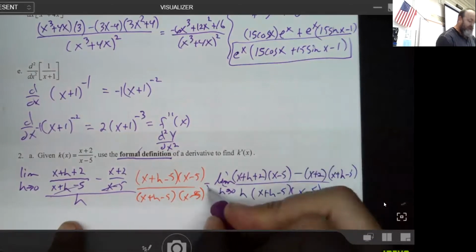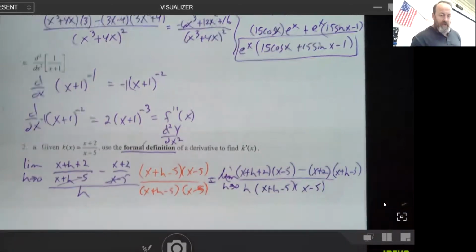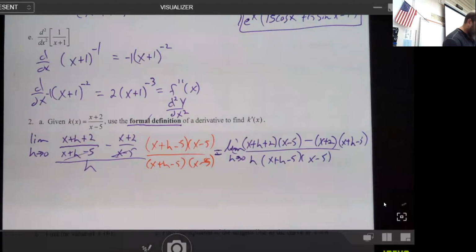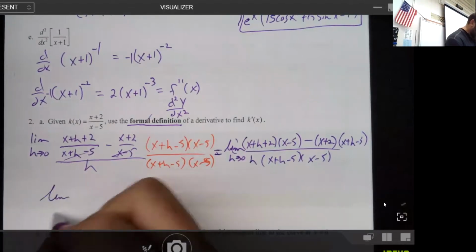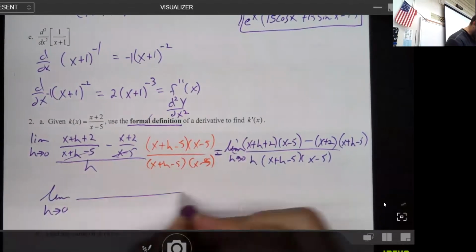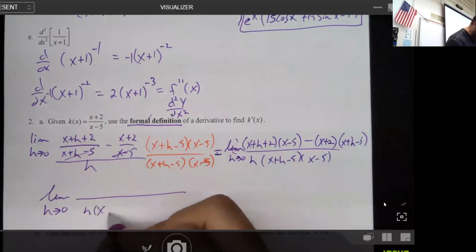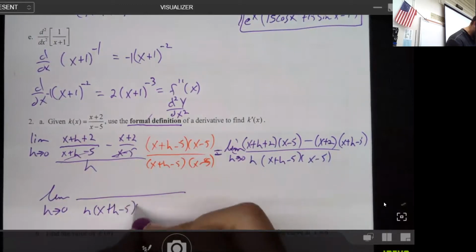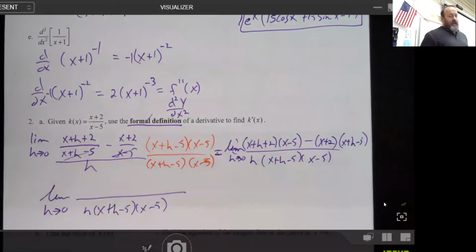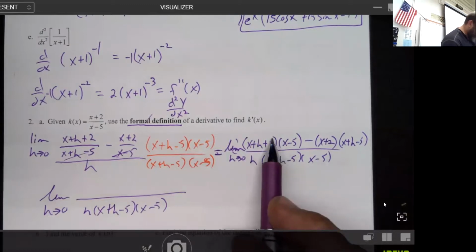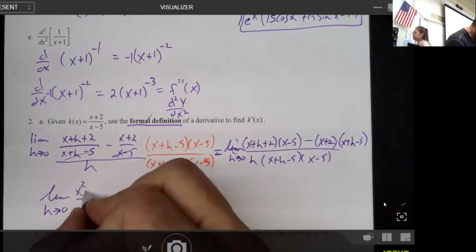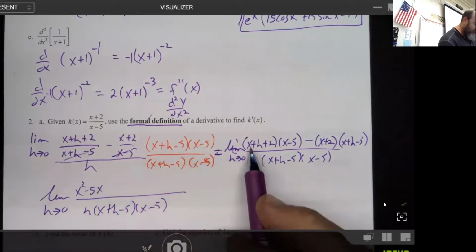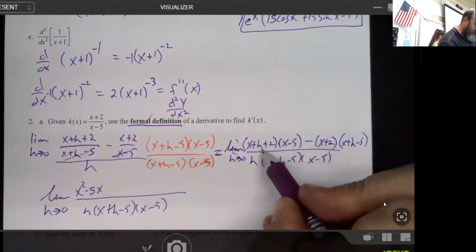I, like you, do get a little lazy and sometimes don't feel like writing that limit in. Now, this is just kind of tedious busy work. We still have our h, our x plus h minus 5 in the bottom. And here comes the fun part. When we start distributing, we'd have x squared minus 5x. I distributed the x to both of them. Now I'm going to distribute the h to both of them.